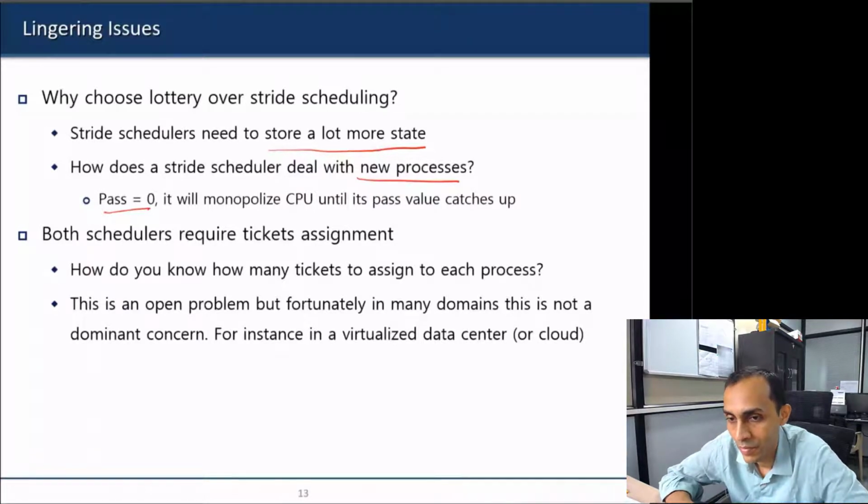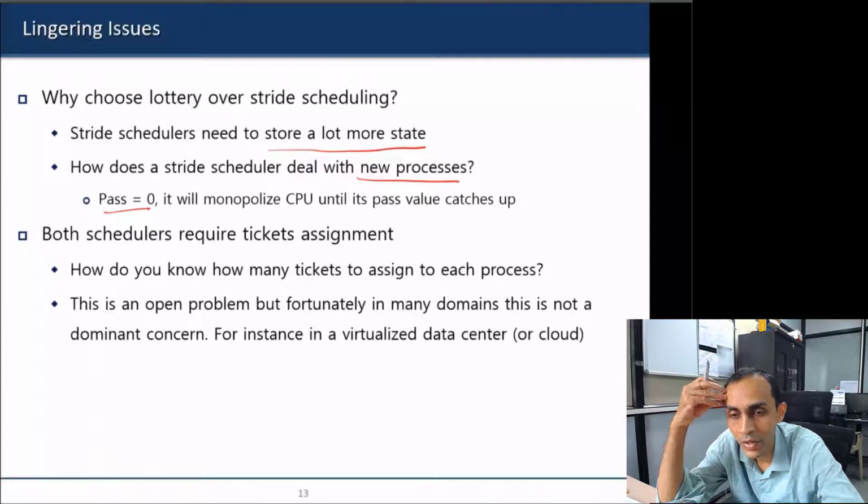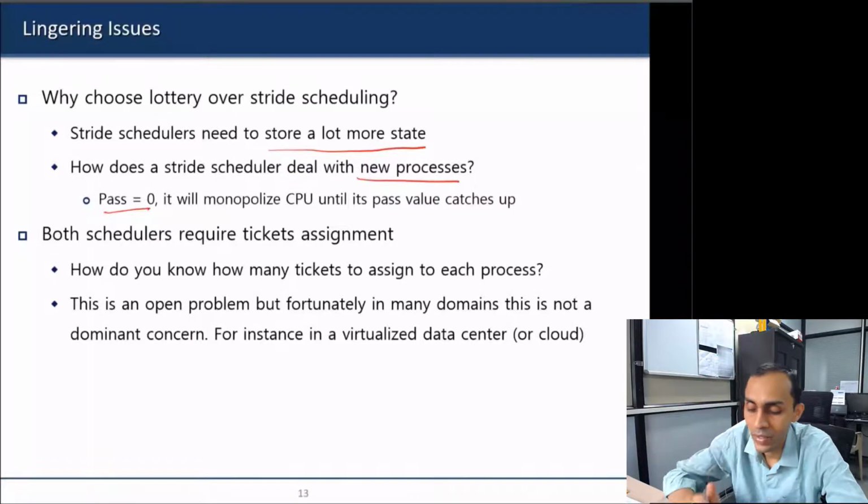Because that is based on... until unless you decide how many tickets to give to each process, you cannot run these algorithms. And how do you decide? How do you judge the importance of a process or the priority of the process? So MLFQ did it intelligently by seeing how it behaved, and it adjusted accordingly. But here, how do you do that? So this is an open problem, but fortunately it is not a major problem in many domains.